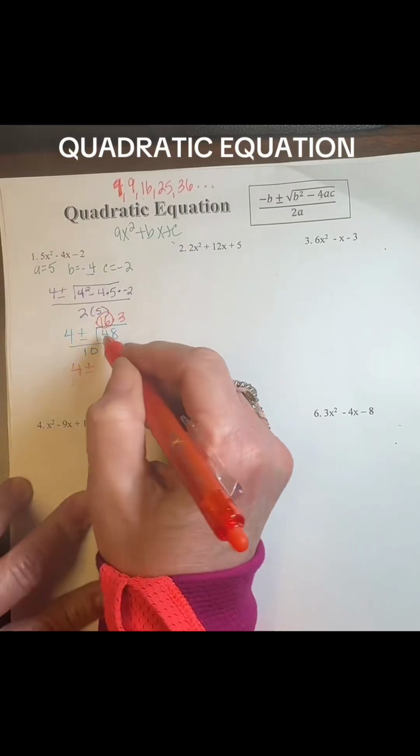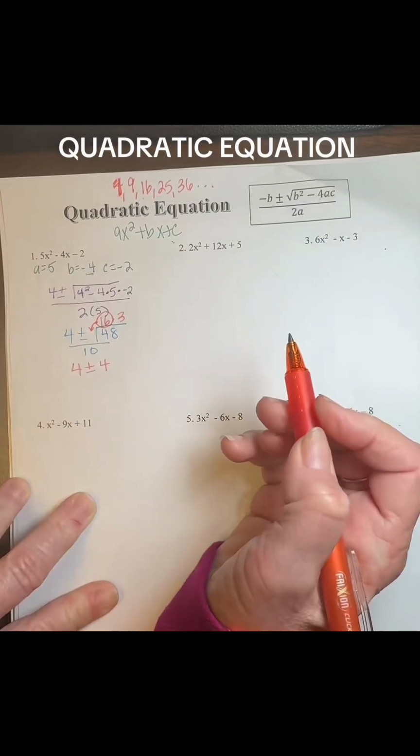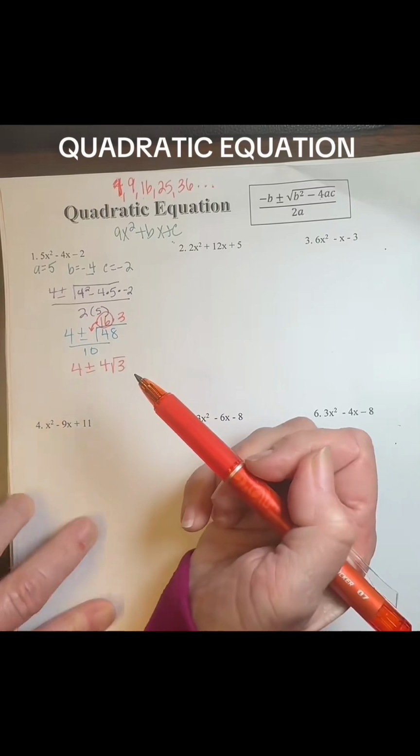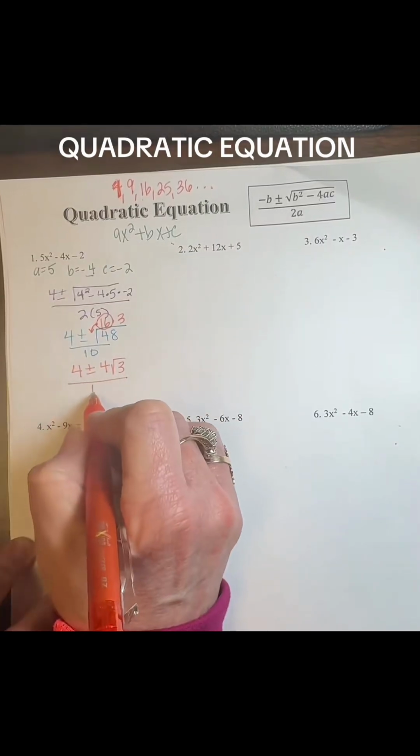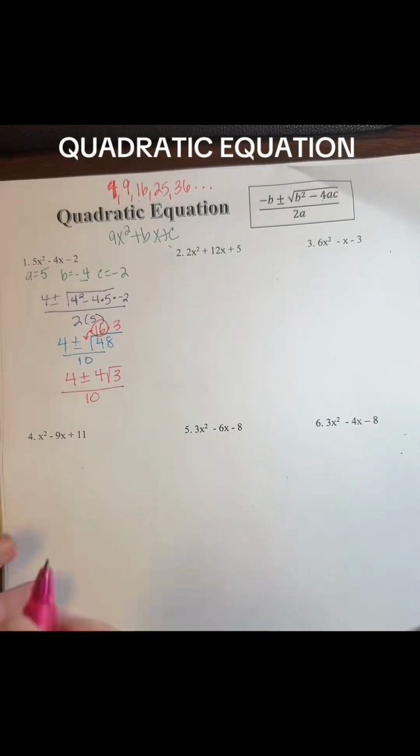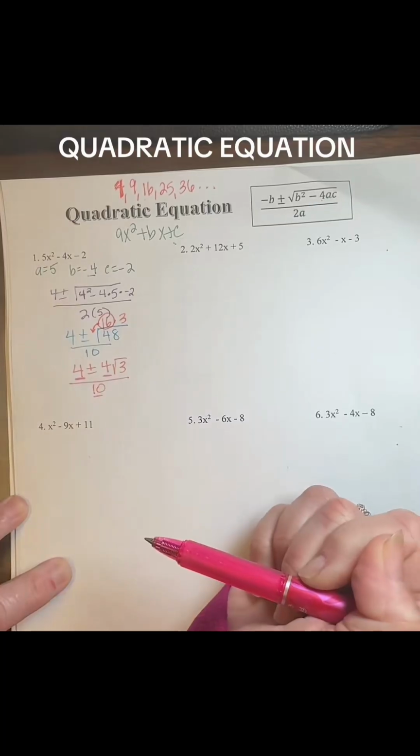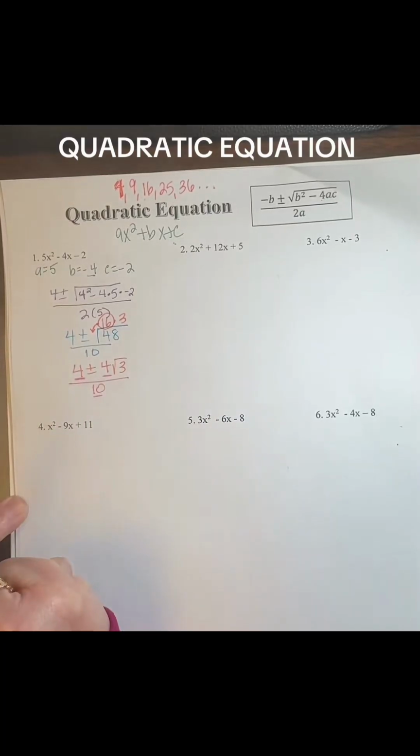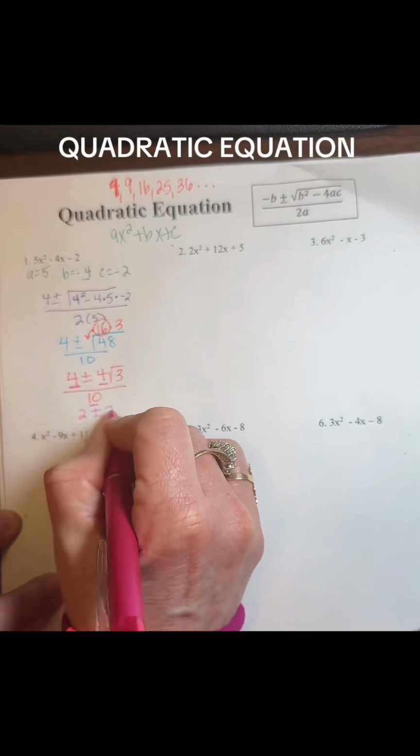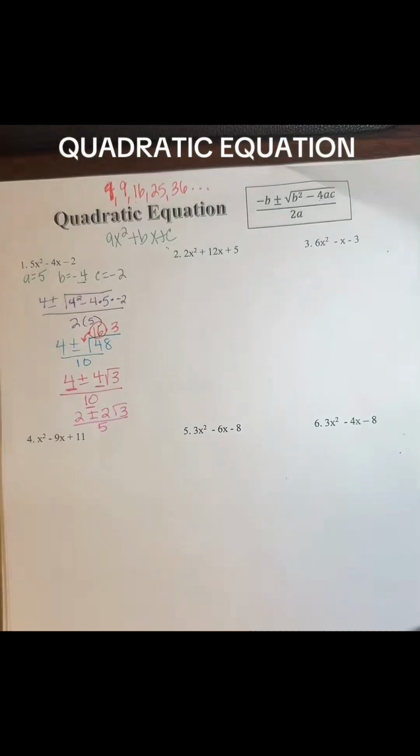4 plus or minus. The 16 turns into 4, because the square root of 16 is 4. The 3 stays in the house. This little square root's in the house. Divided by 10. Now, I have to reduce this by all these spots. I do not touch the 3. It's in the house, staying in the house, door's locked. Can't get it. Divide each one of these by 2 and get 2 plus or minus 2 square root of 3 over 5. And that's my final answer for that one.